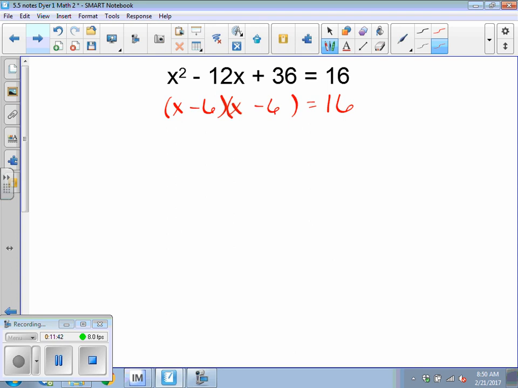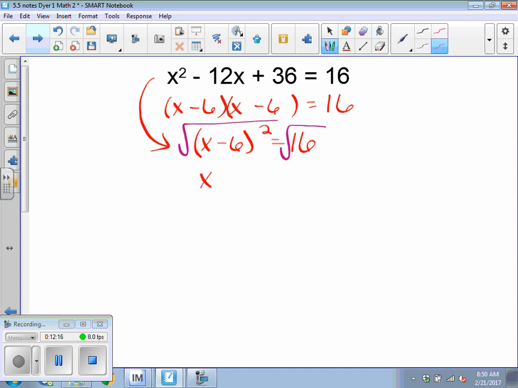Minus 6, minus 6, right? So I can write this as x minus 6 squared, right? This is the point of what we're doing. Now, I can take the square root of both sides and solve. This is what we did the other day, right? From here on down, we've already done this. From here to here, that's the new part, okay? And so what we can do now is take the square root of both sides.